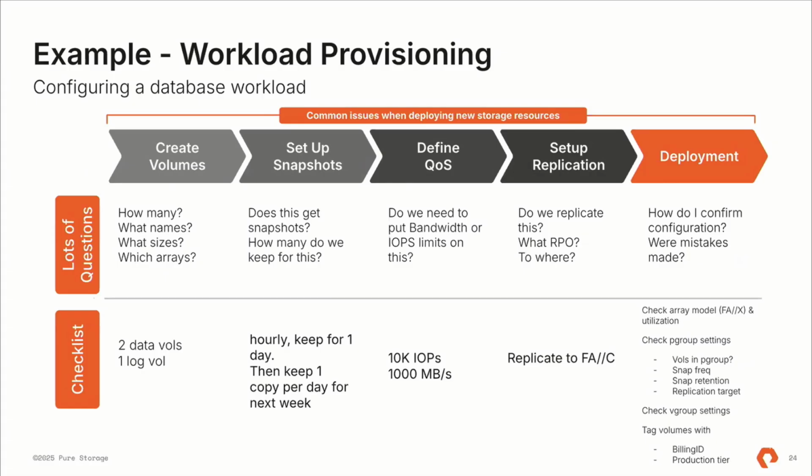So you have a lot of questions like, okay, how many volumes do you want? What kind of volumes do you want? Do you need volumes for your data volumes? Do you need volumes for your log volumes, your archive volumes, and so on and so forth? What snapshot policies do you want? Like what's the frequency, what's the retention, and what's the secondary retention? What QoS do you need? What application do you need?